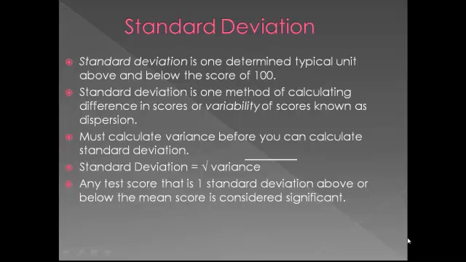And you have to calculate the variance before you can calculate standard deviation, which is why I went over that first. So, the standard deviation is the square root of the variance. Remember when we looked at variance, I said you have to get the mean of the mean. Well, that's your variance, and therein lies your standard deviation. So, any test score that is one standard deviation above or below the mean is considered significant because you only need a very small amount.